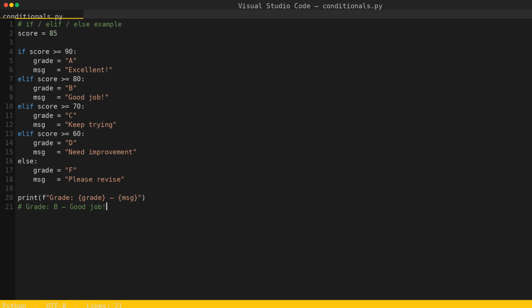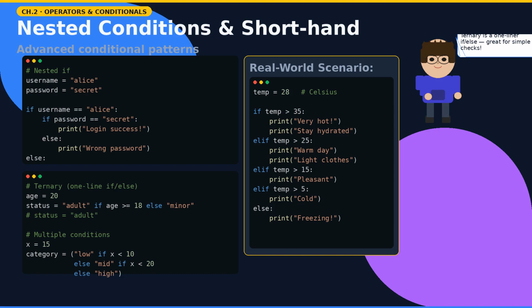Fantastic work completing Chapter 2. Here's your recap. Arithmetic operators let you do all kinds of math calculations. Comparison operators always return true or false. Logical operators, and, or, not combine conditions. The if-else structure lets your program branch and make decisions. And the ternary operator gives you a clean one-line if-else. Remember, indentation defines blocks in Python.